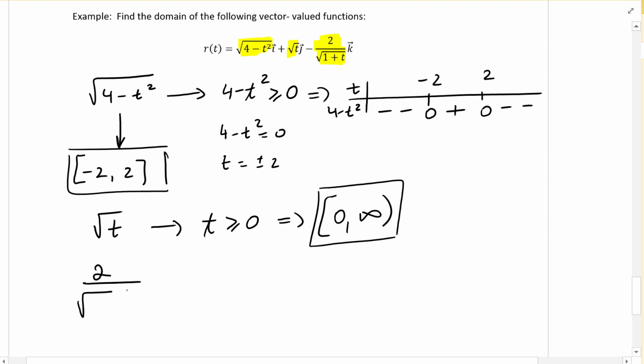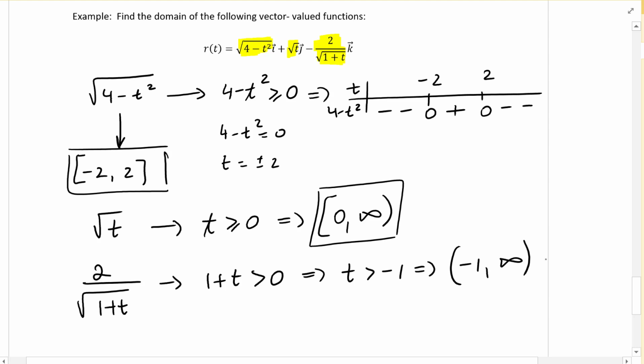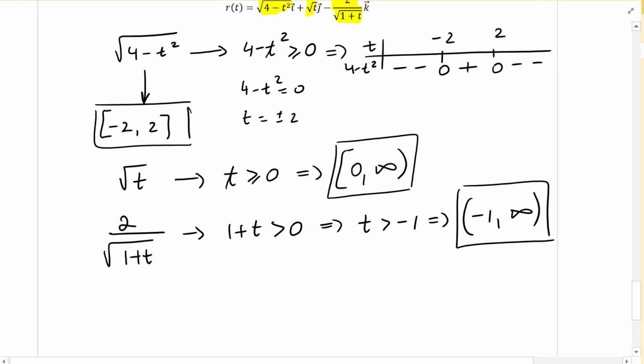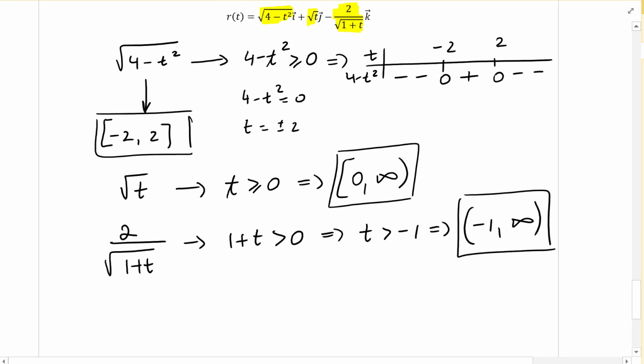And then we want to discuss 2 over square root of 1 plus t, which means 1 plus t has to be strictly greater than 0, just because setting it equal to 0 is going to give us 0 in the denominator, so we don't want that. So t is greater than negative 1, which means the interval on which the function exists is (negative 1, infinity). So we want to find the interval on which all these functions exist.